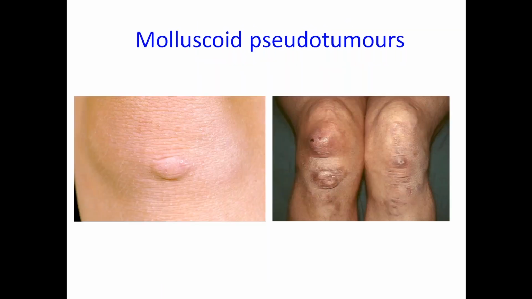This is a rather long term, molluscoid pseudotumors. What these refer to is sites of repetitive trauma getting these firm bumps. And the one on the left is a child that's got a very early lump on the knee. The man on the right has got more extensive lumps on the knees, and multiple. And these are fibrotic reactions that occur at sites of trauma.